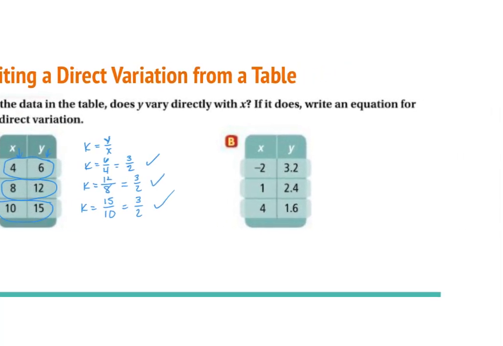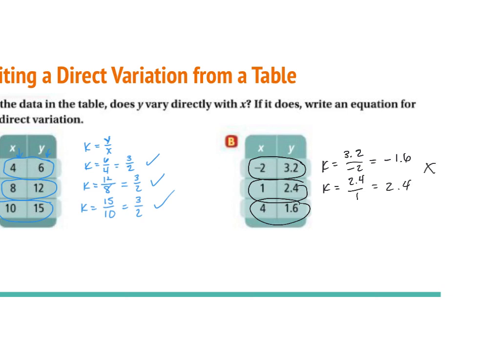So let's do the same thing for b. Let's take a look at each of those points and figure out what our k is. For the first one, k equals y over x, which is 3.2 over negative 2, which is negative 1.6. Second one, k equals 2.4 over 1, which is 2.4. We can stop here. See how these are different? All of them have to be the same. This is not a direct variation.